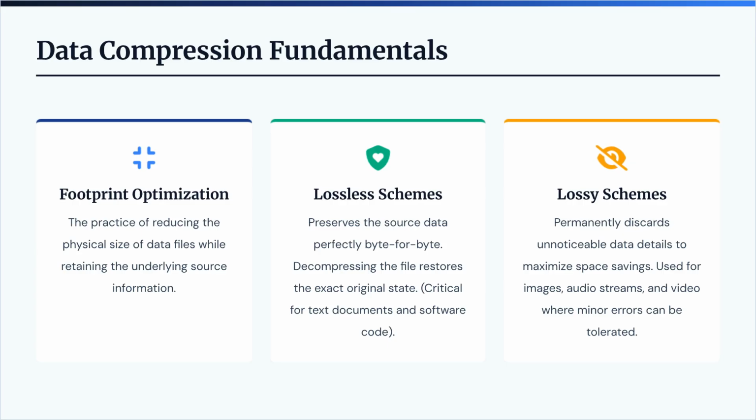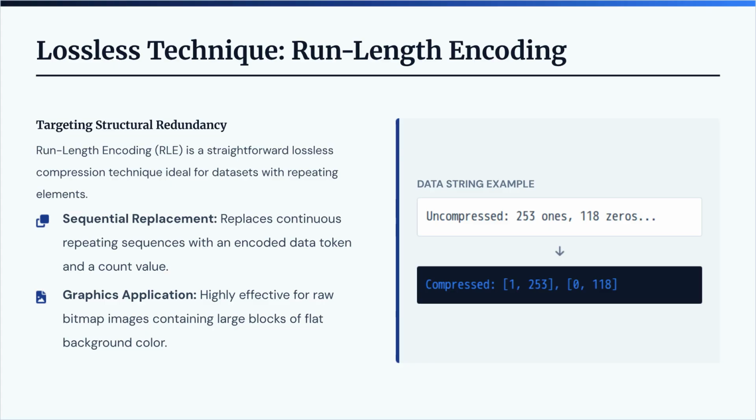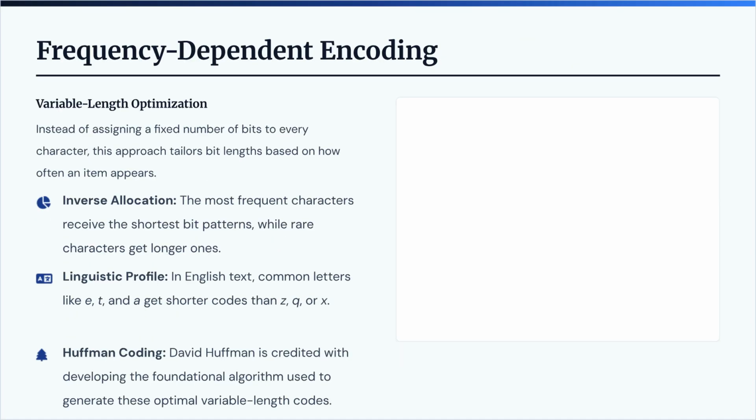Now let's explore the fundamentals of data compression. We generally categorize these techniques into lossless schemes, which preserve the original data perfectly, and lossy schemes, which permanently discard unnoticeable details to maximize space savings. One common lossless technique is run-length encoding. It targets structural redundancy by replacing continuous repeating sequences with a simple data token and a count value, making it highly effective for simple bitmap images.